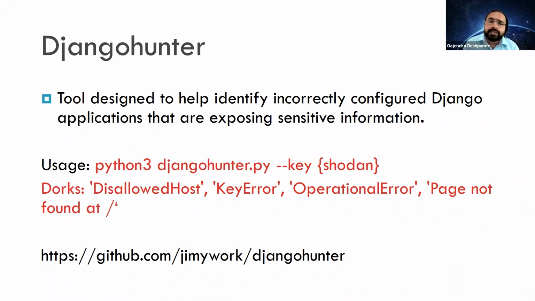It's a tool designed to help identify incorrectly configured Django applications that are exposing sensitive information. Now this is the syntax, how you can use it. It's open source and you can download it from the mentioned GitHub repository, but you need access to Shodan, and Shodan is not free. You need a Shodan key there. Then you can use, along with this command, Google Docs to identify the problems.